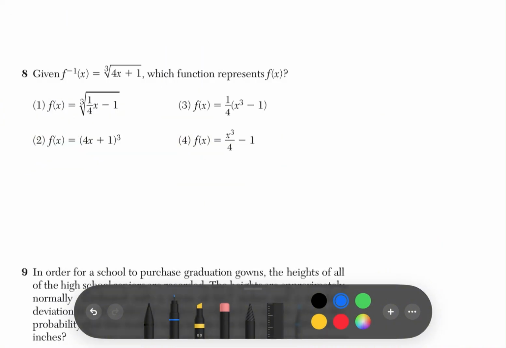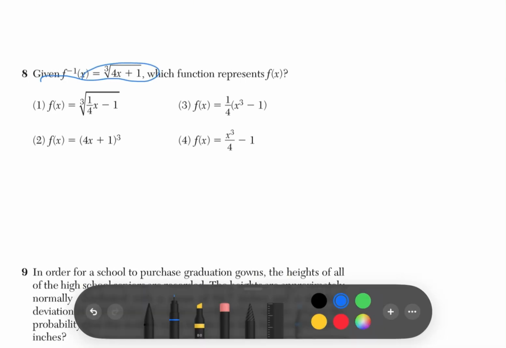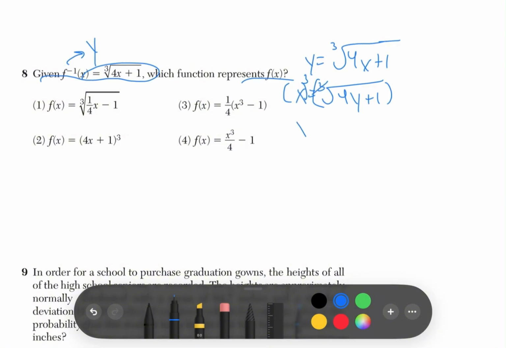Question 8. Given the inverse of f of x is equal to the cubic root of 4x plus 1, which function represents f of x? So to do this, we just have to work backwards. So let's rewrite f inverse of x as y, and then we have y is equal to the cubic root of 4x plus 1. Then we switch x and y, so we have x is equal to the cubic root of 4y plus 1. And now to get rid of this cubic root, we raise both sides to 3. We get x cubed is equal to 4y plus 1. Then we subtract 1 on both sides. We get x cubed minus 1 is equal to 4y.